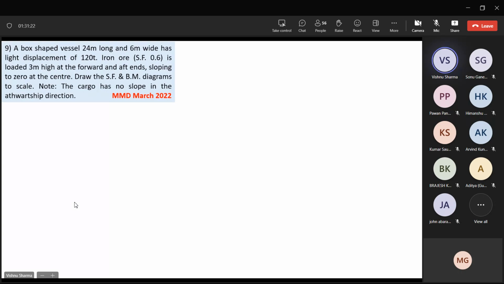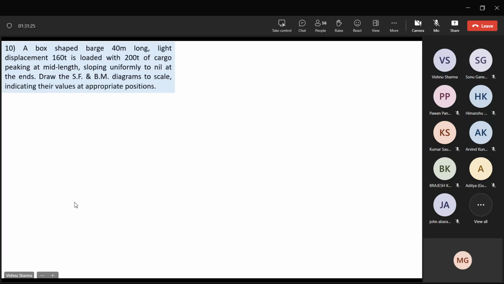This is what we have just done. Okay. A box-shaped barge, 40-meter long, light displacement 160 tons, is loaded with 200 tons of cargo, peaking at mid-length, sloping uniformly to nil at the ends. This is exactly similar to the previous question that we have done. Light displacement is known. Loaded with 200 tons of cargo, that is also known.